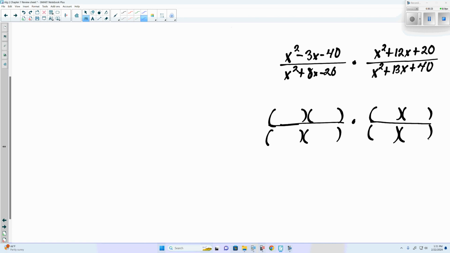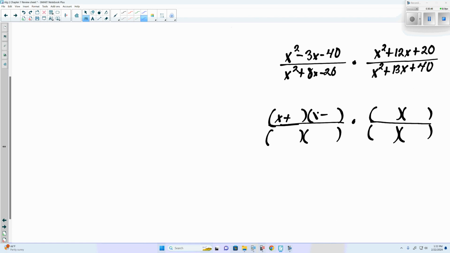Now, for this here, there is no greatest common factor in any of the expressions. No greatest common factor shows up in any of the spots. So we're just going to need to factor. I'm going to start off with x squared minus 3x minus 40. Since the third term is negative, our signs are opposite.